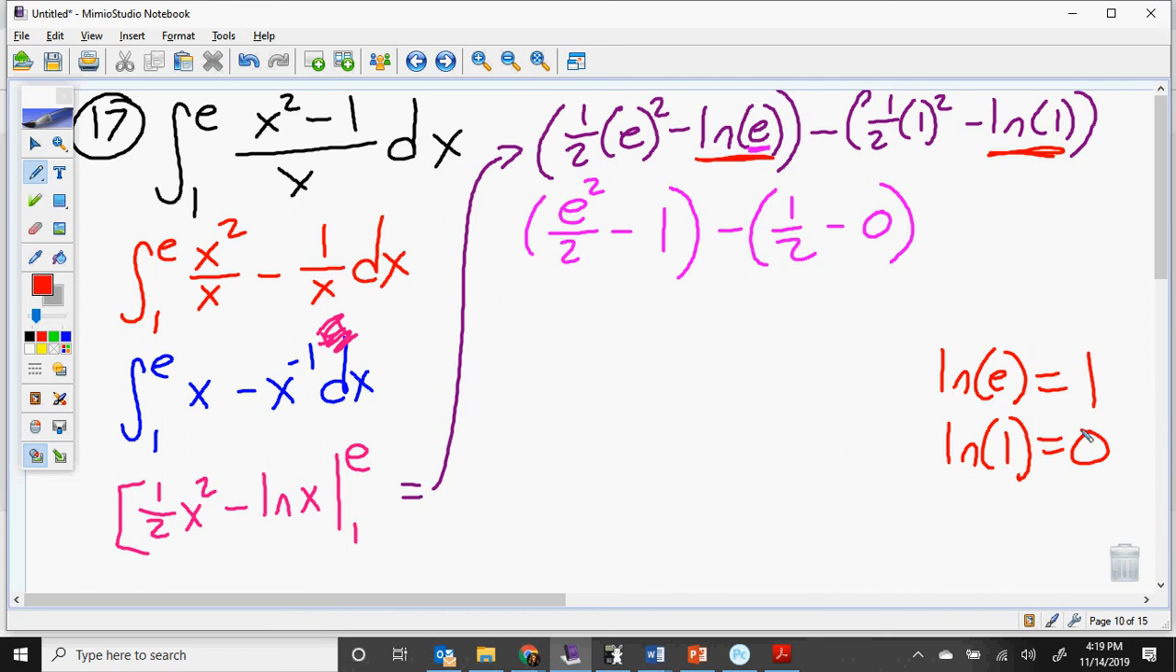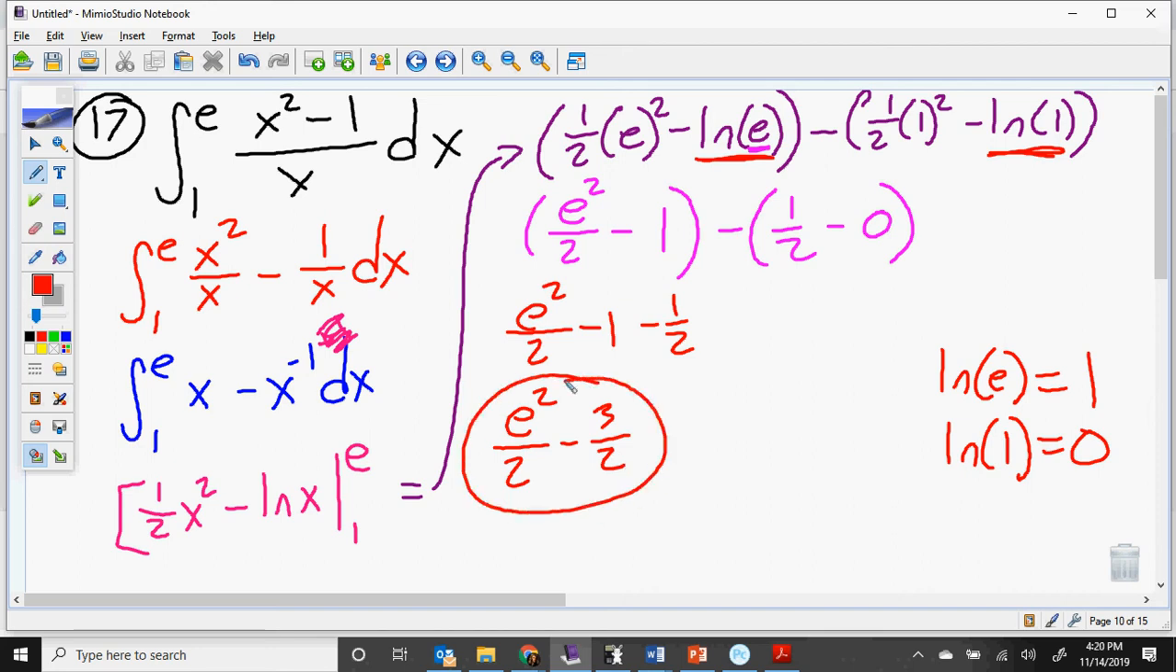Alright, so if I simplify this a little bit, I get e squared over 2 minus 1 minus 1/2. Minus 1 minus 1/2, that's minus 3/2. Let's see here. Do they have me combine that into one fraction? No, they do not. They leave their answer just like that. And that's answer choice E.